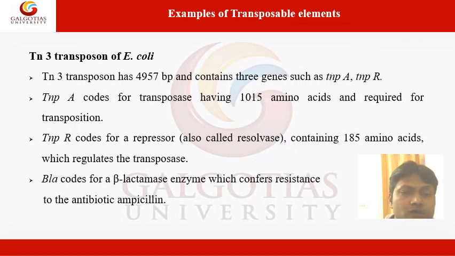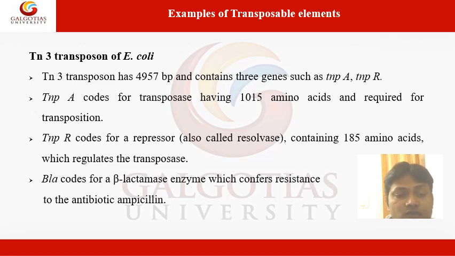Now we will talk about some examples of transposable elements. The first example is Tn3, transposable element 3, which is a transposon of E. coli. Transposon 3 has 4957 base pairs and contains three genes, such as TNPA and TNPR.